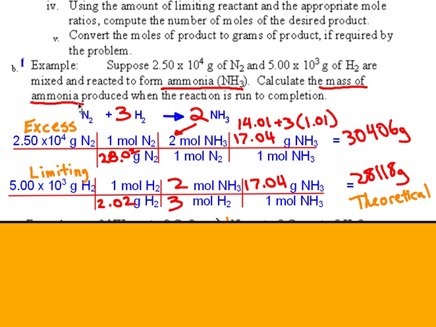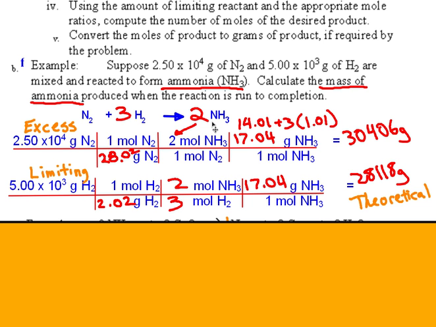Well, I've got this one all worked out so you can see what the excess and what the limiting are, but initially you can't tell. You can't tell if you're going to run out of the 25,000 or the 5,000. You actually have to do the math. First you always need to balance the equation. So I have a coefficient of 3 here and a coefficient of 2 there to balance this equation.